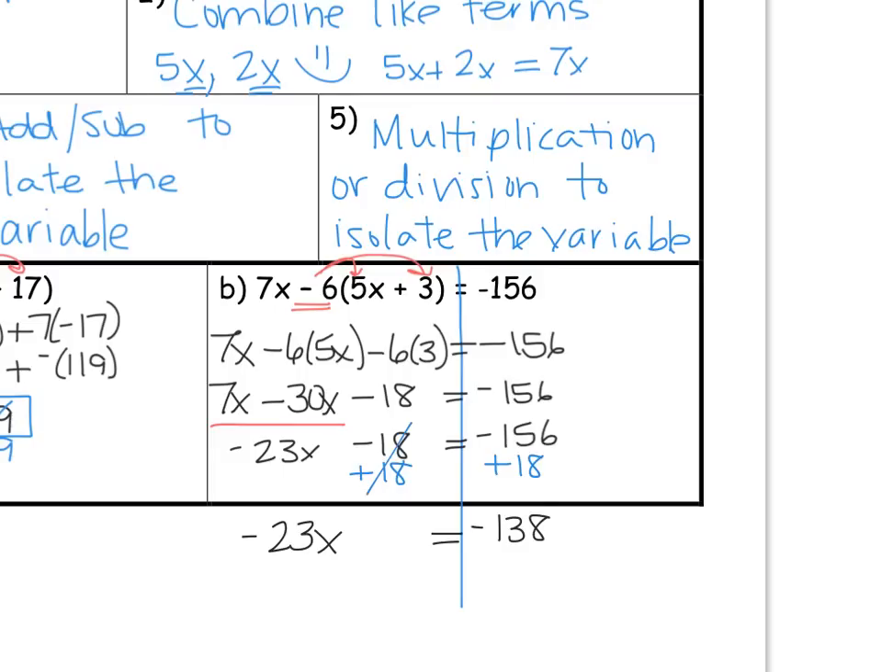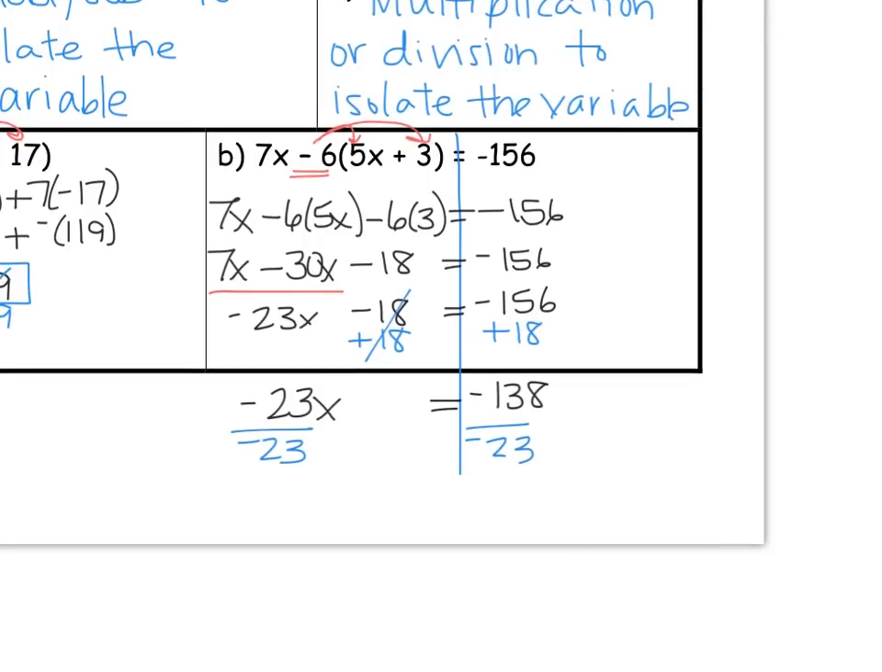Got to get rid of that negative 23. So we're going to divide each side by negative 23. And what we get left with, these cancel out to 1. We get 1x, or just x, equals a positive 6. And again, how can we check that? We can check that by plugging it back in to our original equation.